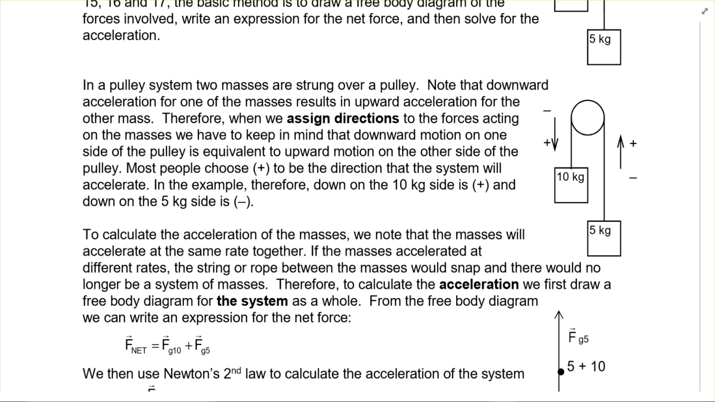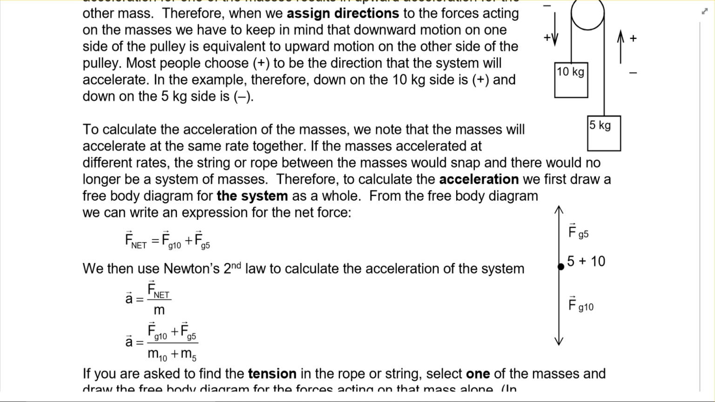So it really depends on which mass you're looking at here, right? Down on the 5 kilogram side would be negative. Down on the 10 kilogram side, we're going to call positive. So it's the direction of acceleration that we're going to call positive now.